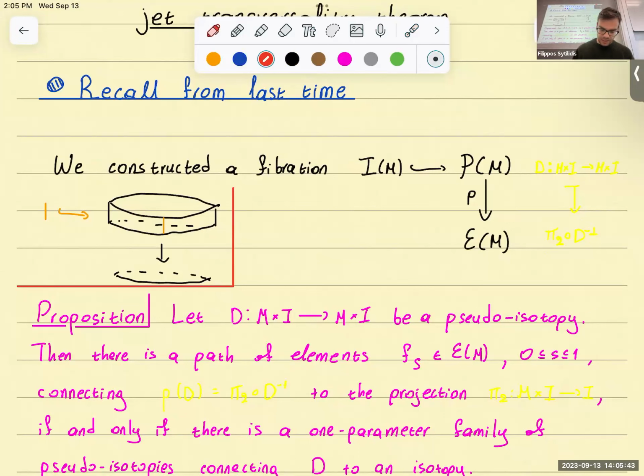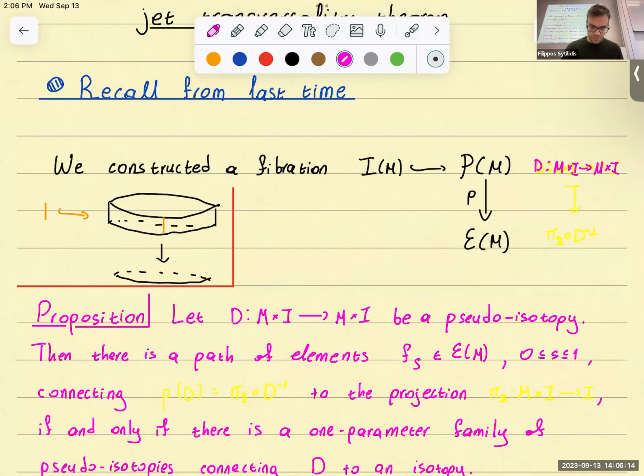So these are diffeomorphisms from M cross I to M cross I that are the identity on the bottom half. So M cross 0 to M cross 0. Okay, there is a bit of a lag, which it'll come. It will come. Okay, I'll carry on.